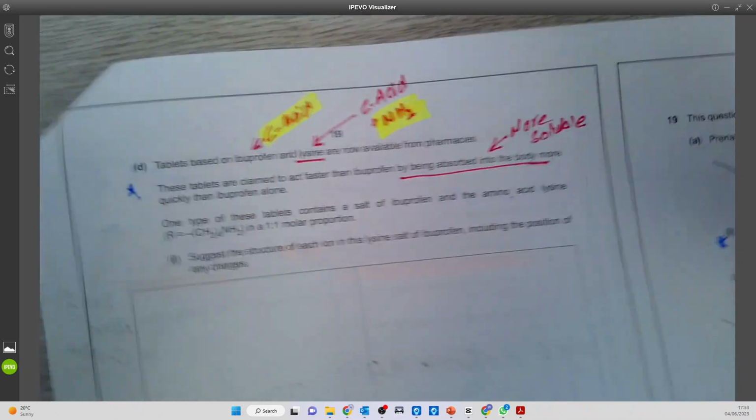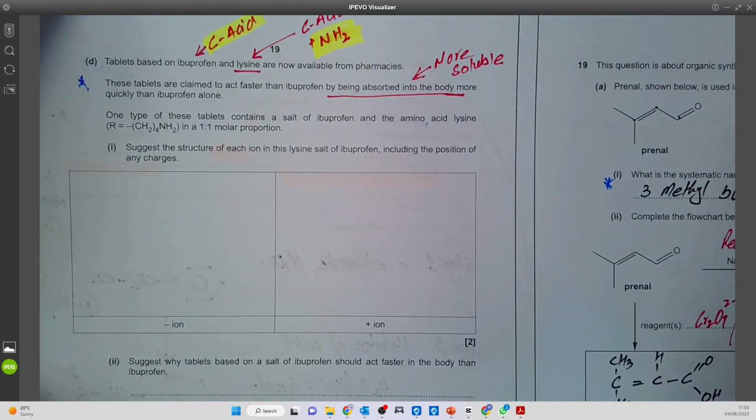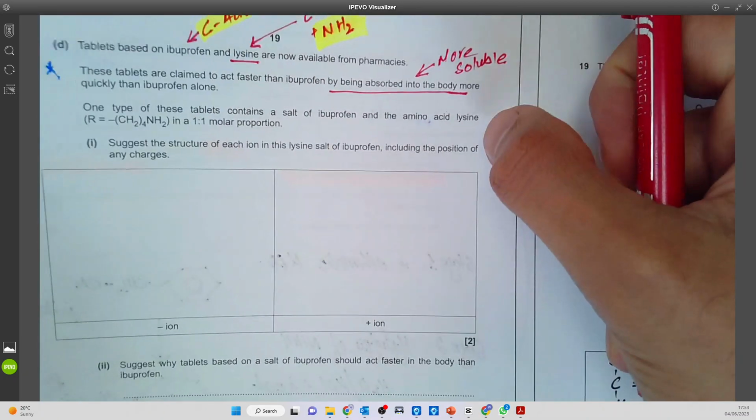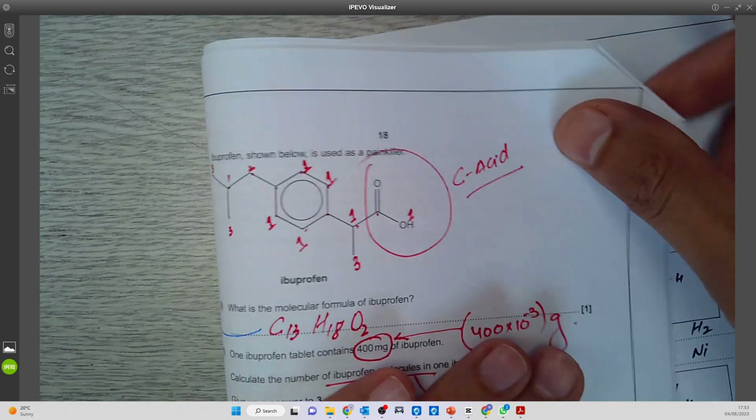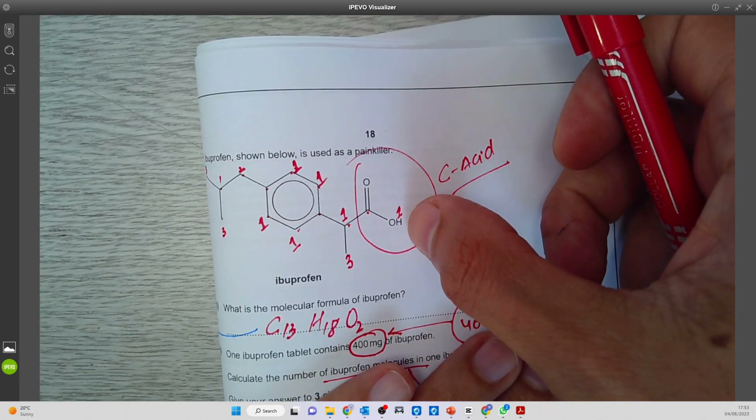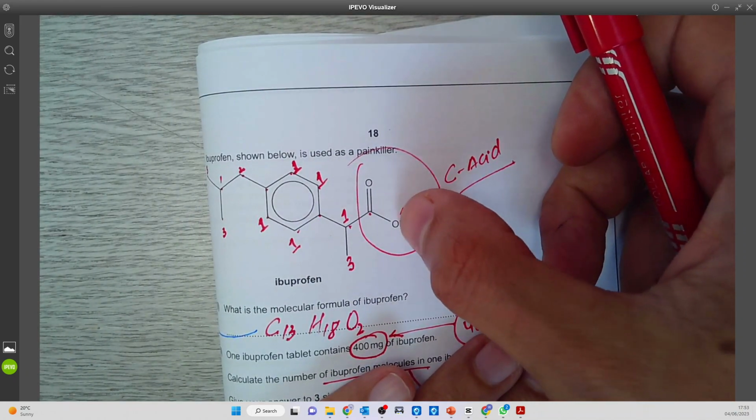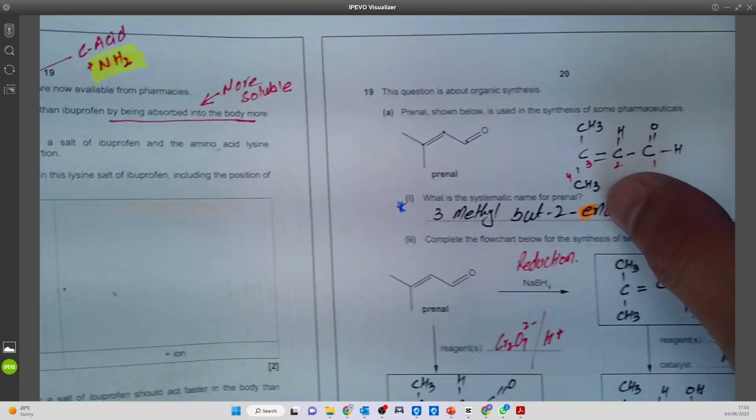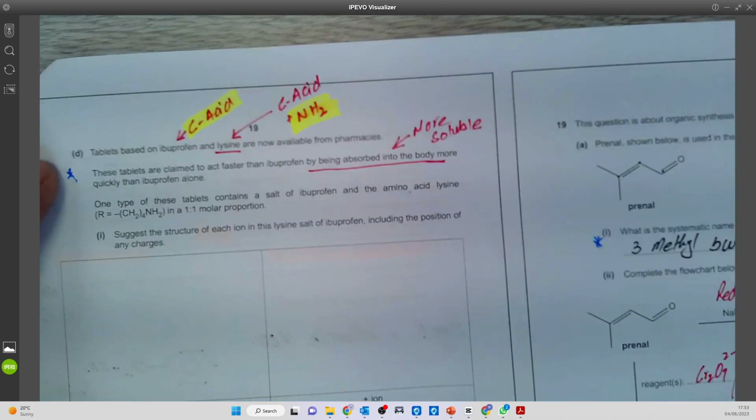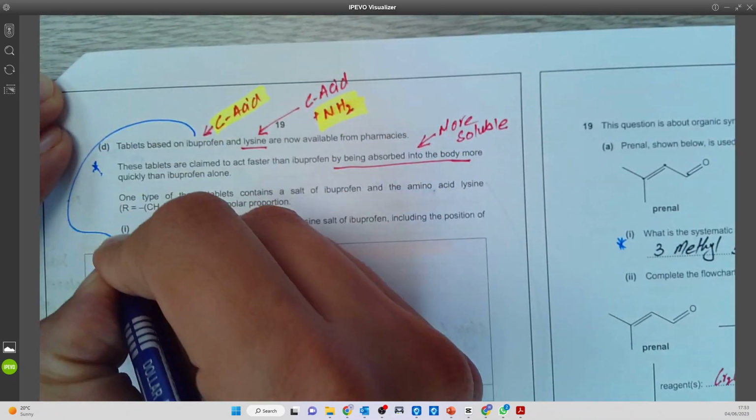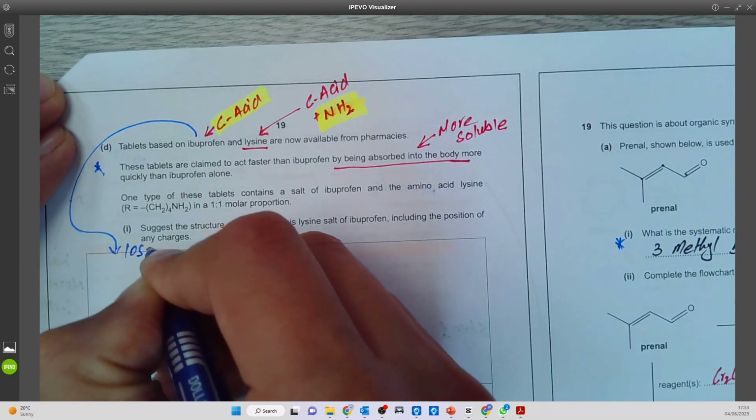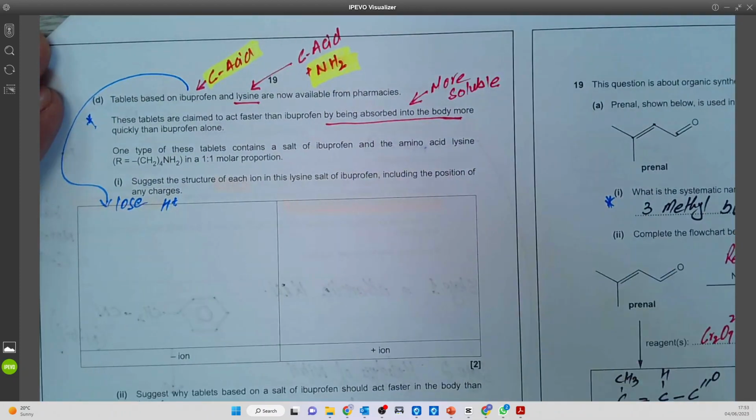Suggest the structure of each ion in this lysine salt of ibuprofen, including the position of any charges. So if I go back and have a look at the ibuprofen, what will it do? It will release H plus ion, so it will become a negatively charged ion. So for the negatively charged ion, this acid, ibuprofen, will come down here because it will lose H plus.